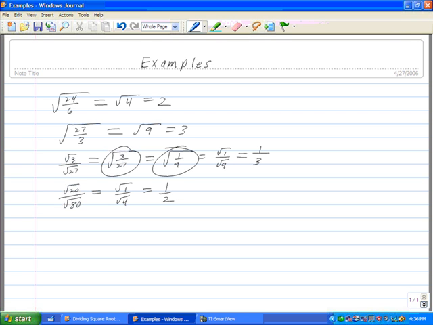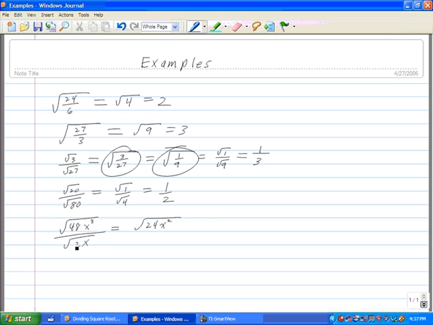And it works the same way with variables, as a matter of fact. If we had the square root of 48x cubed over the square root of 2x, I could say 48 over 2 is 24. X cubed over x is x squared, and there's no denominator left because that all canceled out.